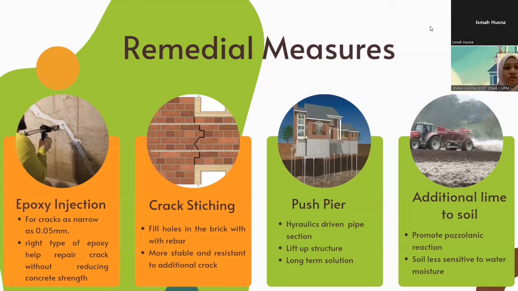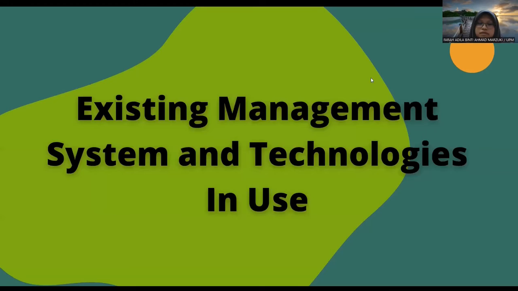In terms of economics, even though push piers might be high in cost, they can assist in the solution for both cracking and settlement. They can also provide a long-term solution while creating minimal destruction to the structure. Meanwhile, adding lime to the soil is considered inexpensive. It is suitable to use for the slab that is placed beneath the building. Thus, the solutions are worth considering as they are feasible. That's all from me. I will pass to the next presenter.